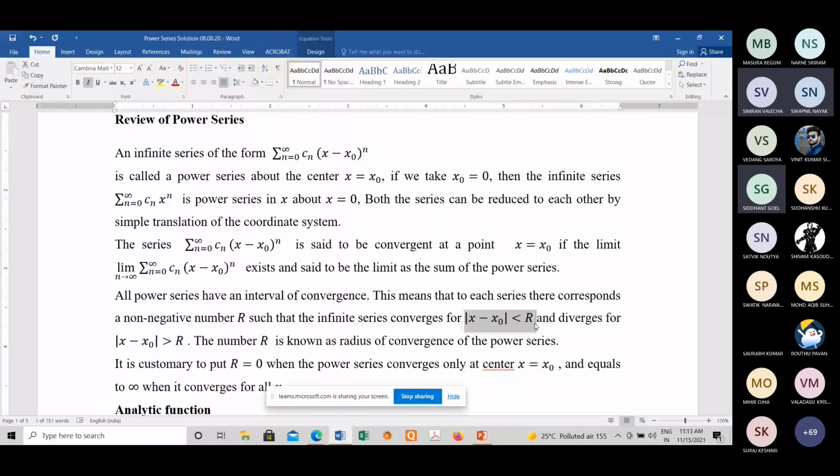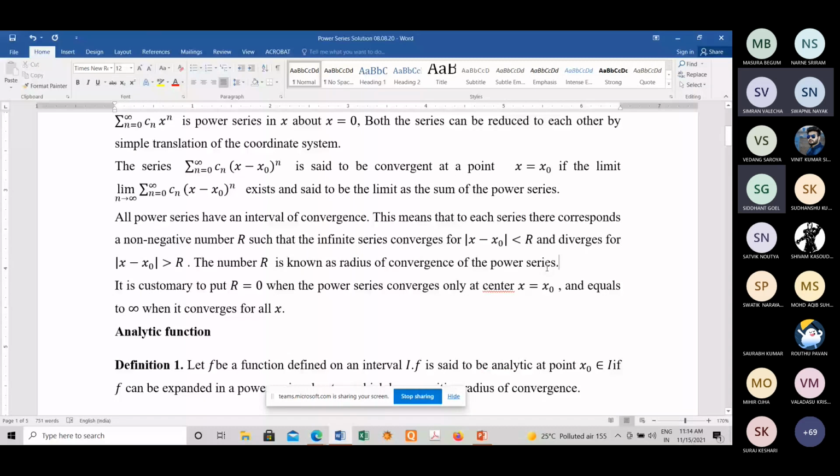Sometimes you may be asked to find the radius of convergence of the power series, and sometimes to find the interval of convergence of the power series. I hope you have all studied the method to find the radius of convergence in your first semester.